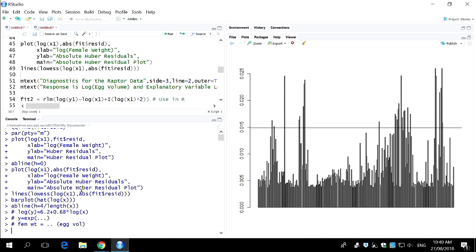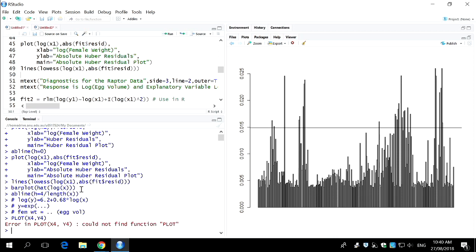Now I want to make one more point about leverage. So again, I'm going to go back to the Anscombe data, except now everything's in caps. I don't really know why. Probably because I hit caps lock.